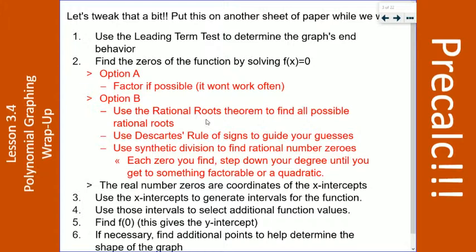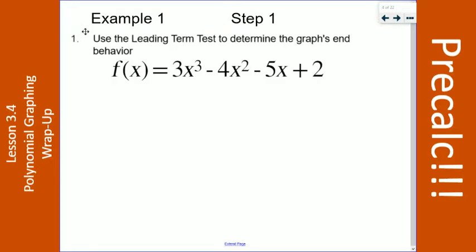So then let's take a look at a couple of examples. Example 1. Step 1 of example 1 is to use the leading term test to determine the graph's end behavior. If we take a look at this leading term, we see that it is both positive and odd. By noting that it's positive and odd, we can say that our end behavior, as it goes to the left, our graph is going to go down, and as it goes to the right, it's going to go up.